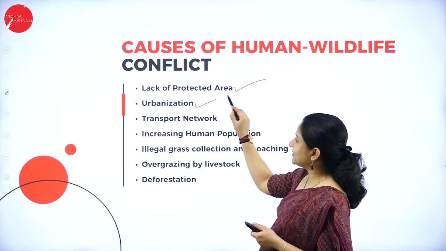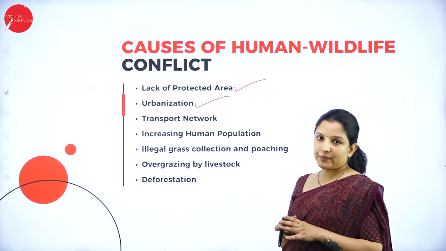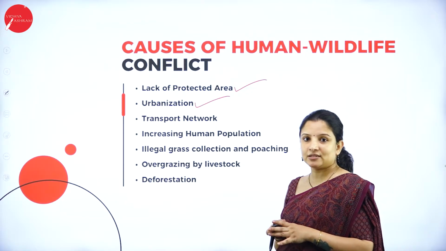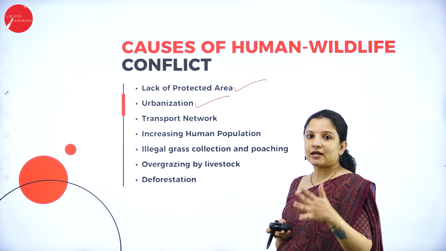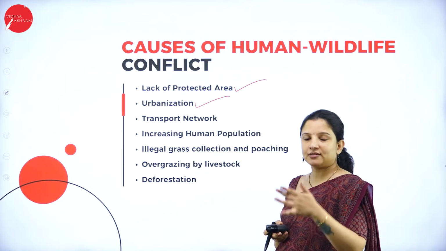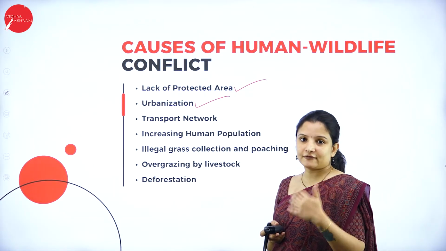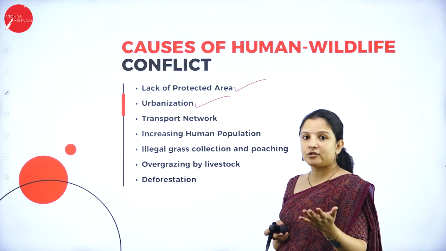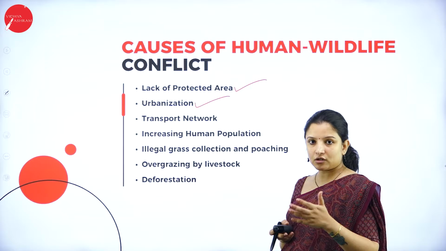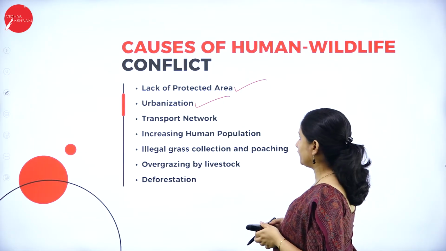Next is urbanization. As and when the population increases, the need for infrastructure also increases. The rural areas start to urbanize. Therefore, there is a need for a lot of space. Therefore, they'll start cutting down trees in the forest and converting them into urban lands. Therefore, urbanization is also one of the causes of human-wildlife conflict.